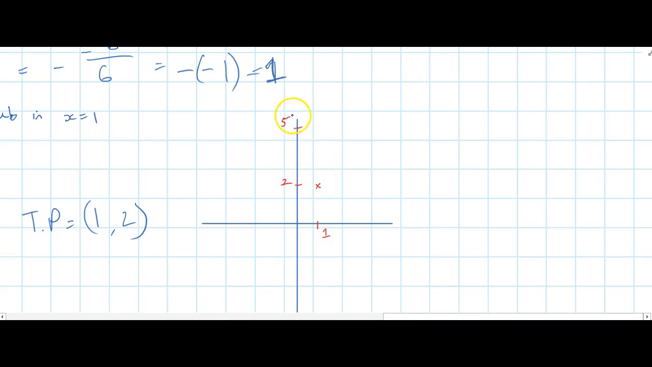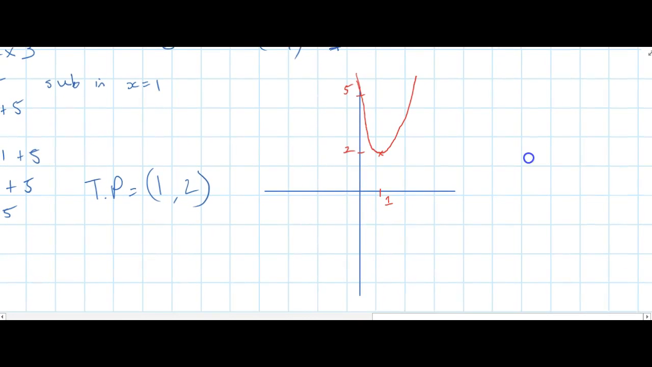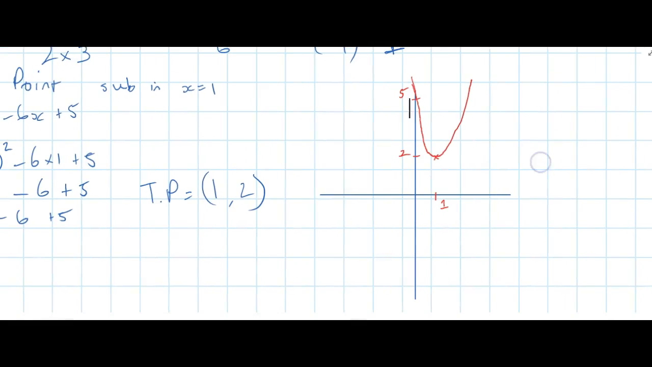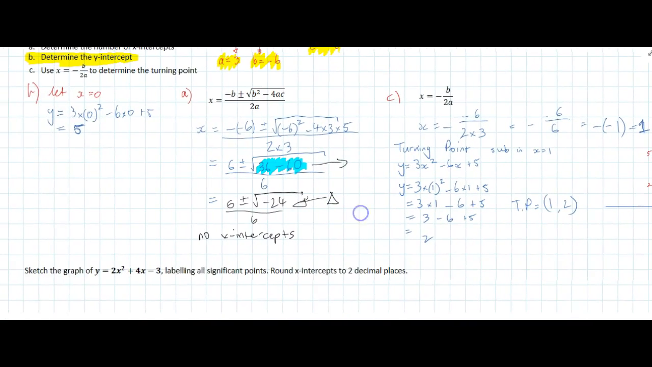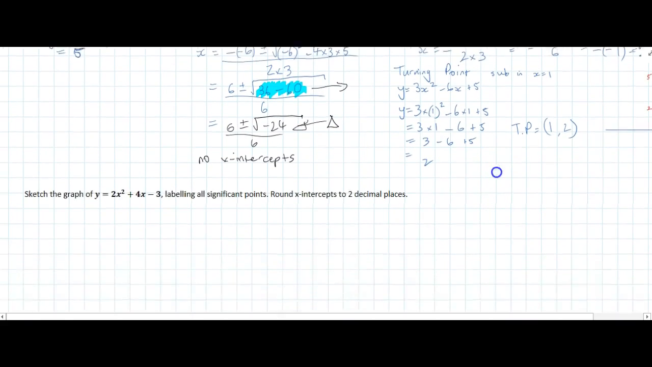So basically it has to look like this. That's the only way we can draw it. We know it doesn't go through the x-axis, so it can't be flipped the other way. All right, so that is that question in a nutshell. I'm going to do another video for the second one here.